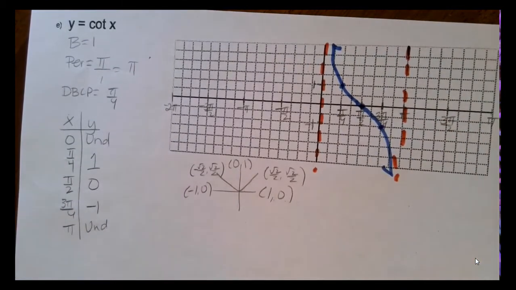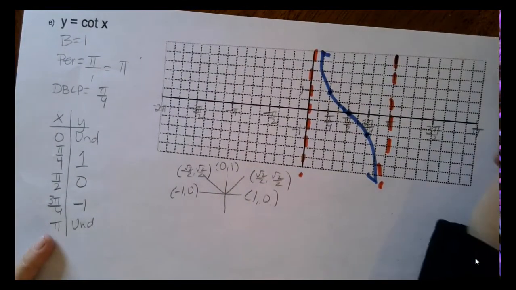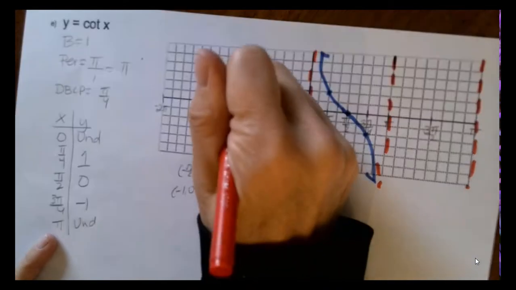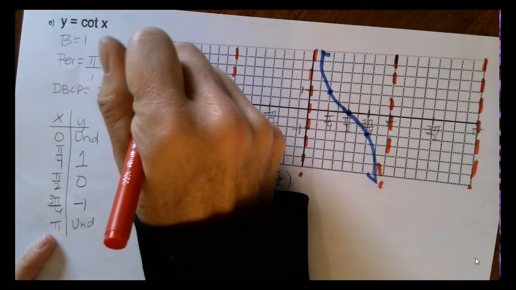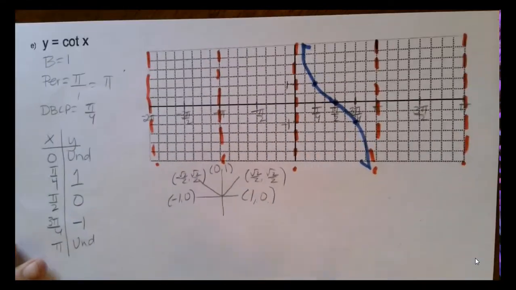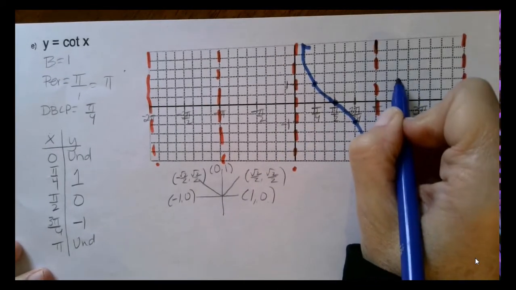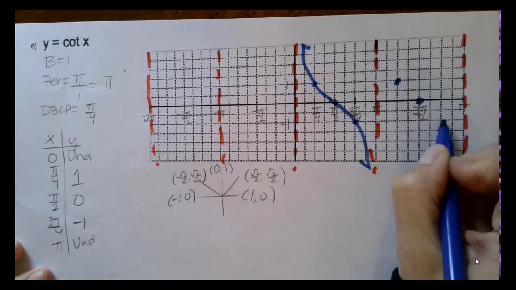And then I'm just going to copy the pattern to cover the whole graph. I'm going to do all my asymptotes pi apart. And then I know there's a point at 0 halfway between each of the asymptotes. And then 2 spaces over, it goes 1, 0, negative 1.